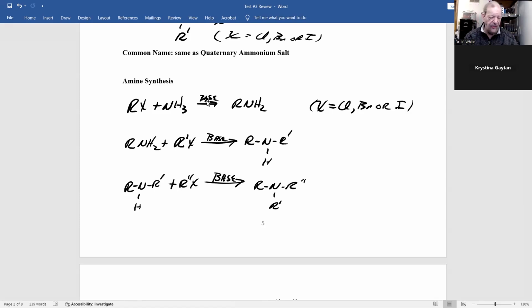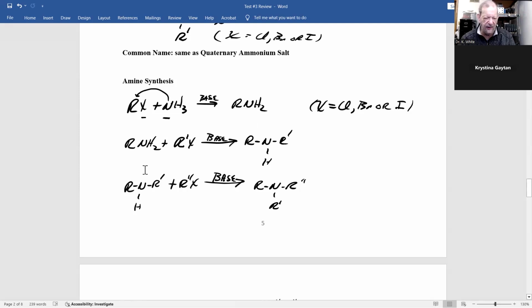Remember, the nitrogen from here bonds to the carbon that has the halogen. The nitrogen of ammonia bonds to the carbon which has the halogen. And you lose a hydrogen, and here's a primary amine. 3 bonds to nitrogen.